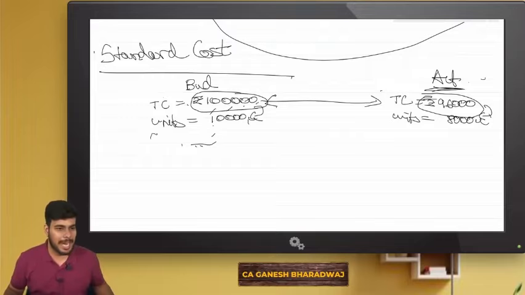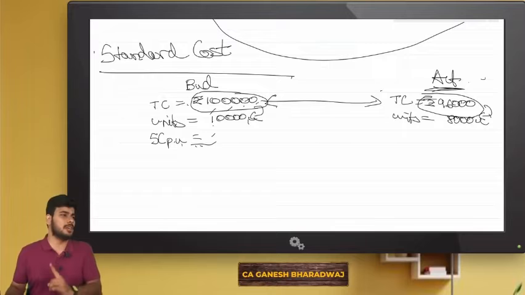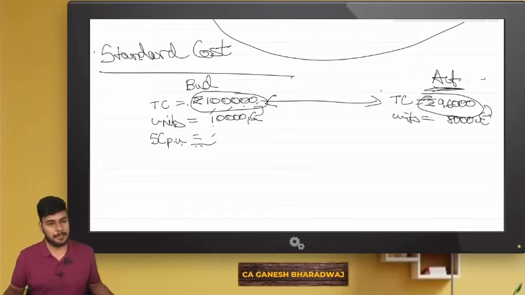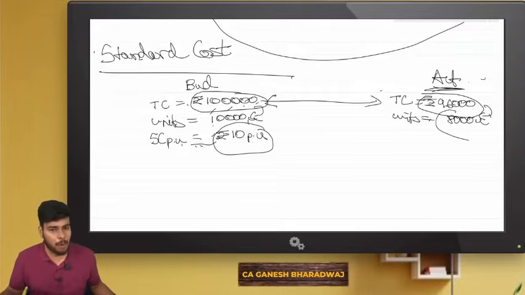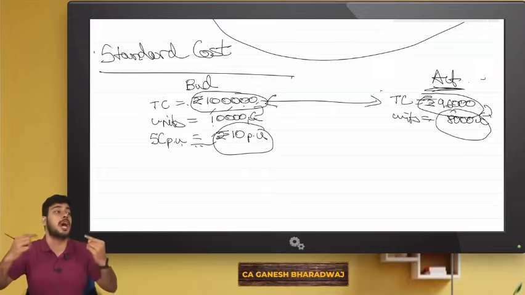What I will do is, I will first try to find out the standard cost per unit. Per unit, what is the cost he is allowed to spend? 10 rupees per unit, correct? Now, you were allowed to spend 10 rupees per unit. For the actual output that you have manufactured, what should have been the cost you are allowed to spend?